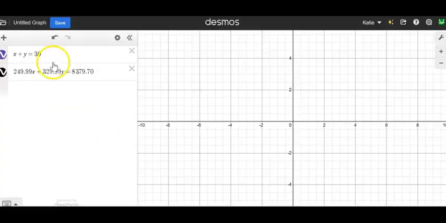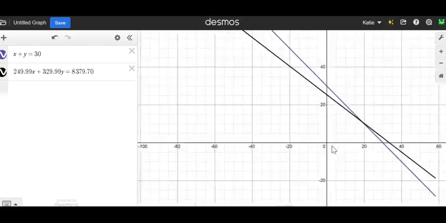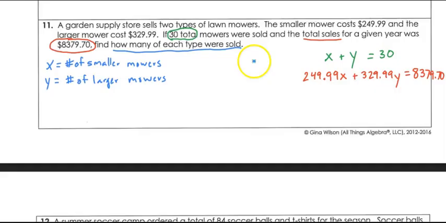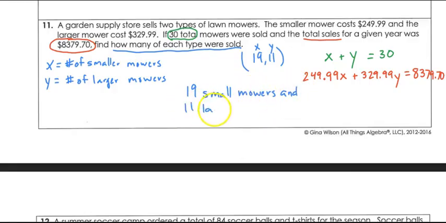Then I'm going to go to Desmos. I have my equations typed in, but I can't really see anything. That's because these are big numbers, so I've got to zoom out. And then once I zoom out, if I click in this area, it should give me the gray dot. And so there's my solution, 19, 11. So 19, 11 is the ordered pair. 19 is x, 11 is y, so that means 19 small mowers and 11 large mowers were sold.